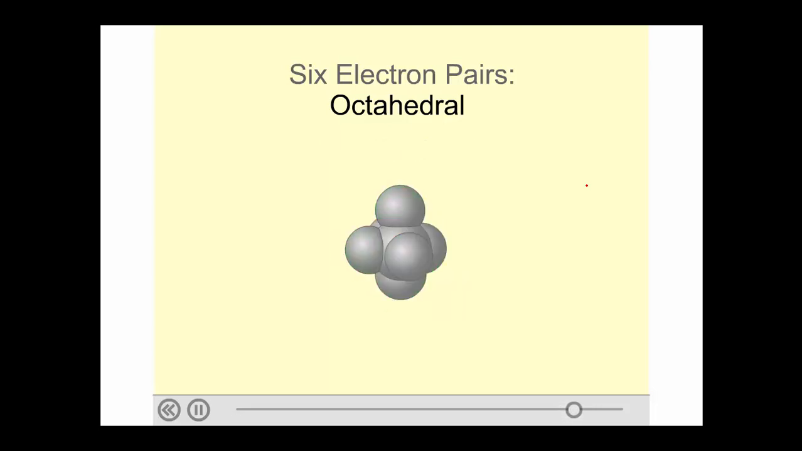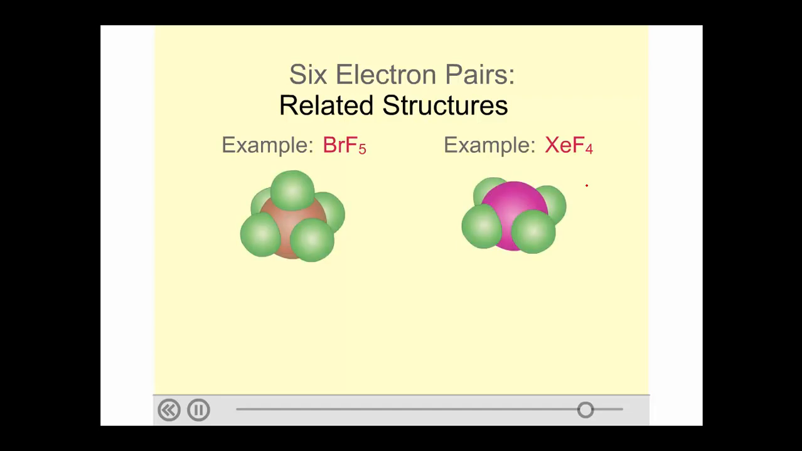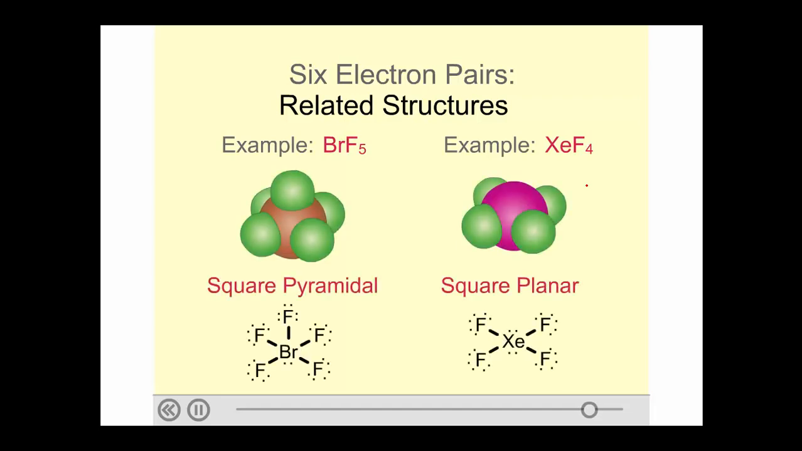The bond angles in an octahedral arrangement are 90 degrees. When one of the six electron pairs surrounding the central atom is a non-bonding pair, as in bromine pentafluoride, the resulting structure is known as square pyramidal. When two of the six electron pairs surrounding the central atom are non-bonding pairs, as in xenon tetrafluoride, the resulting structure is known as square planar.